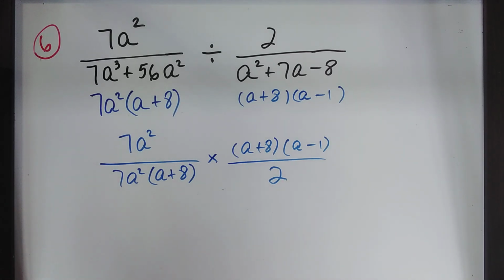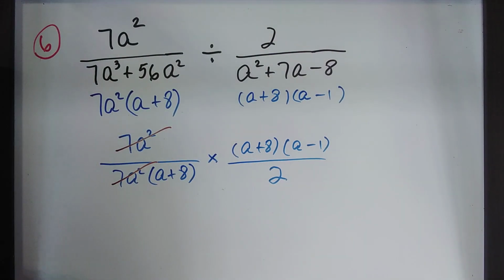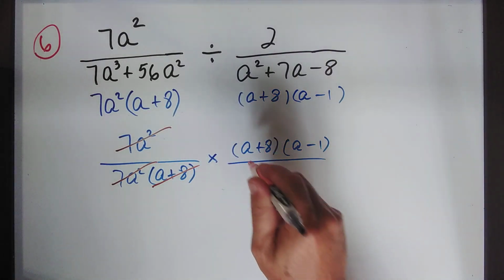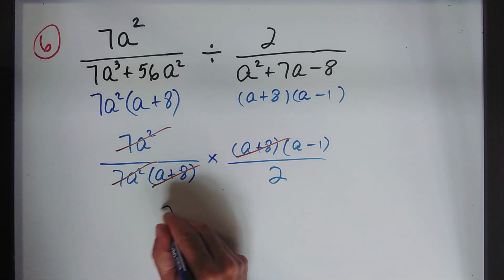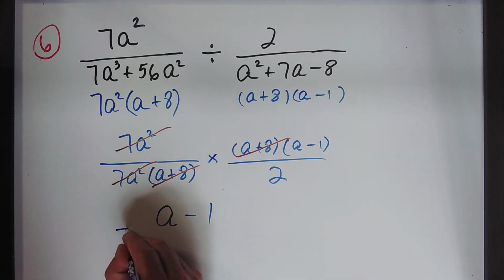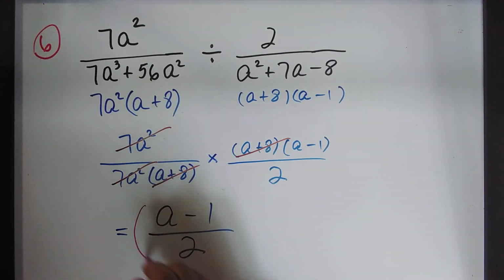Okay, I notice I could take this whole thing out with this one. The a plus 8 with a plus 8, right, and that's it. What's left on top? Just a minus 1, and what's left on the bottom? Just the 2. So that's going to be my answer, a minus 1 over 2.